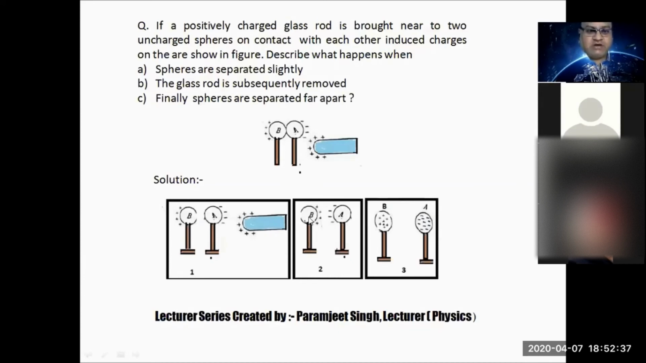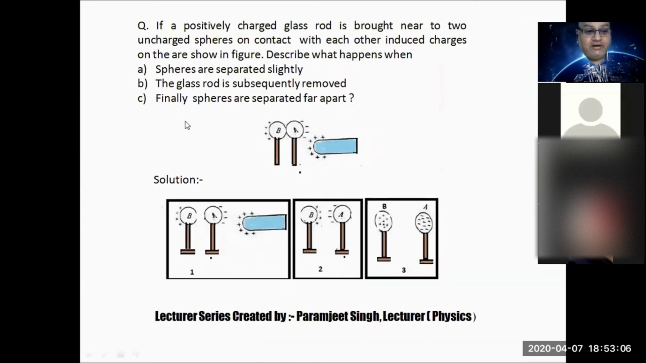The glass rod is not there. The class teacher is not there in the class. The glass rod is the class teacher. Now students are free to move according to their liking, disliking. But here the case is liking. Positive and negative charges attract each other. They are moving towards each other because the glass rod is not there. So that is the answer of the second part.